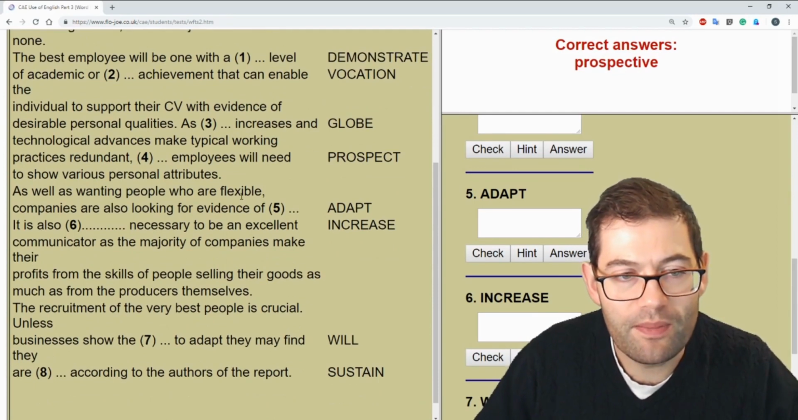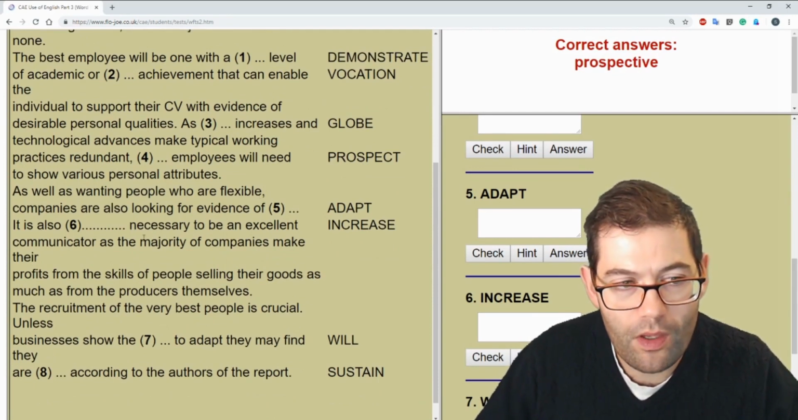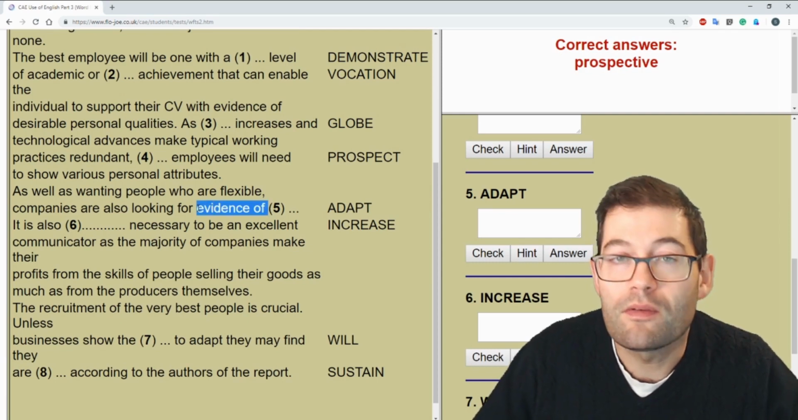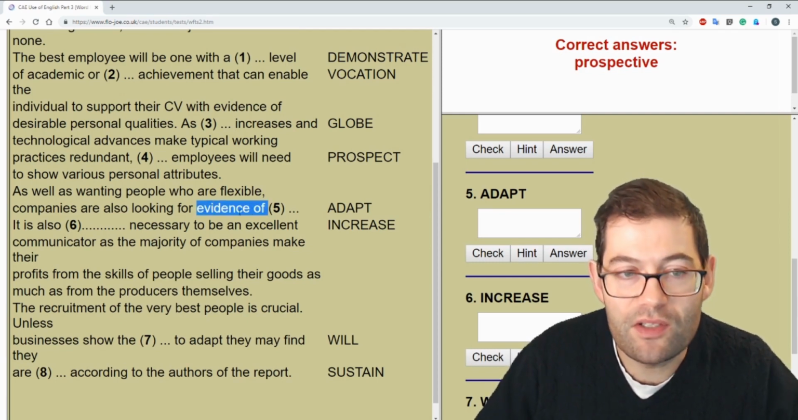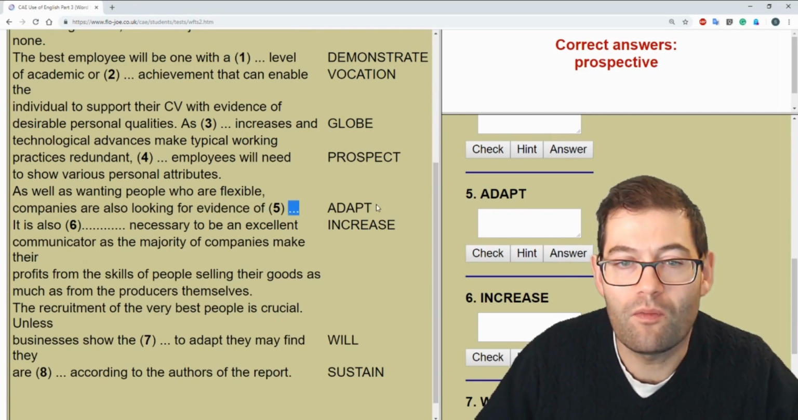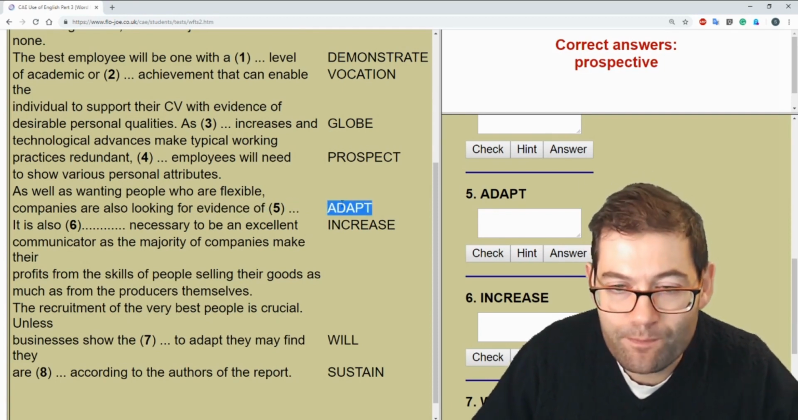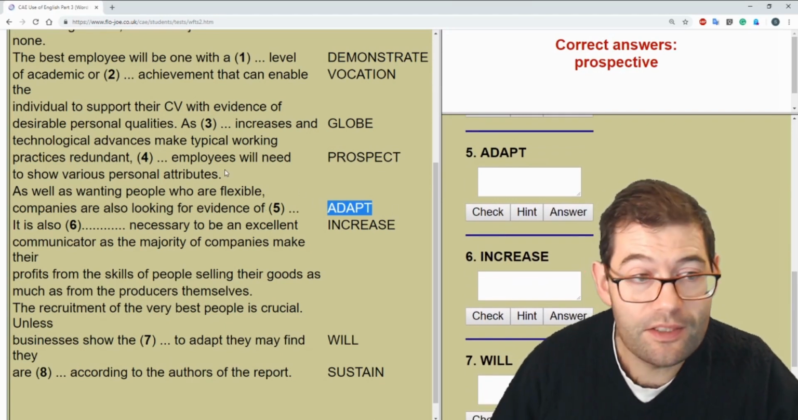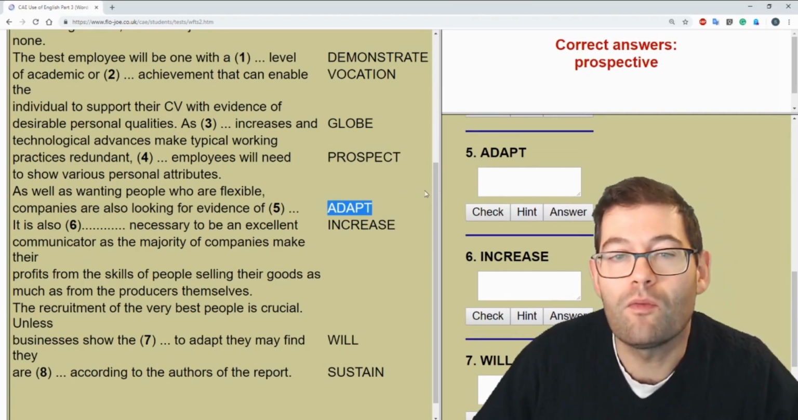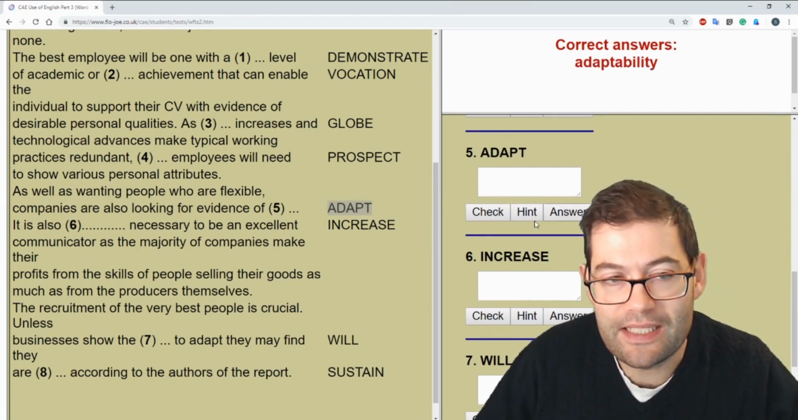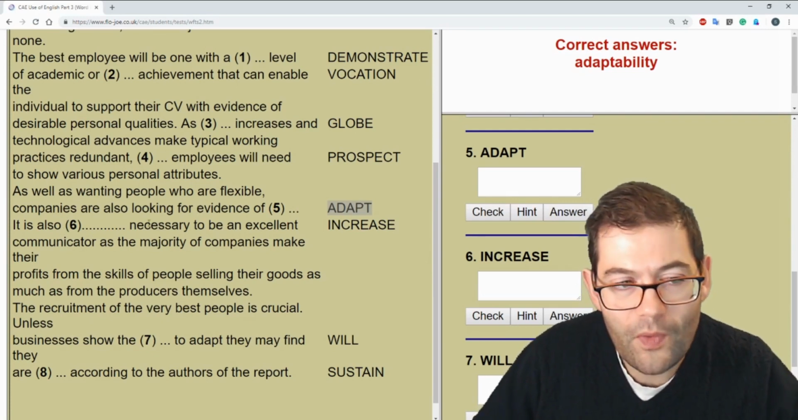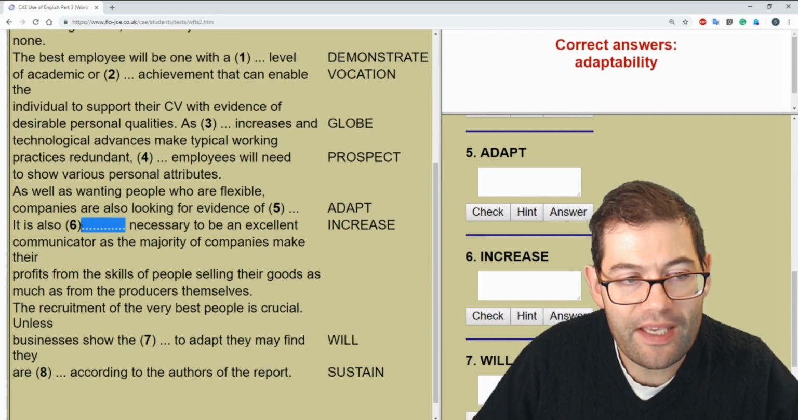As well as wanting people who are flexible, companies are also looking for evidence of. So simple language structure, evidence of plus noun. We're given the verb adapt. So the noun form of adapt that we need as regards people's skills, people who are flexible, we're looking for adaptability. So, evidence of adaptability.